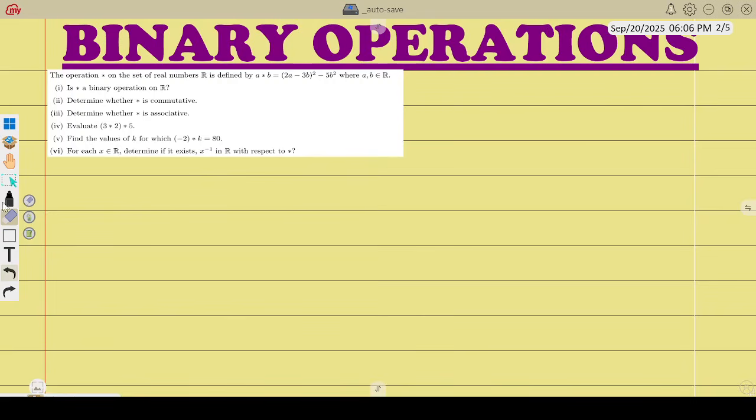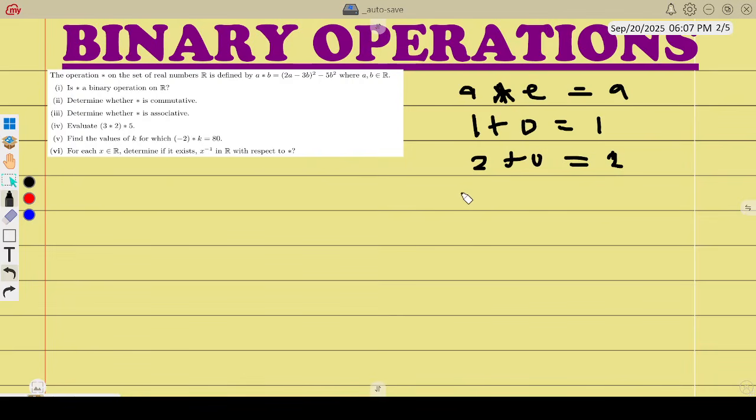So do we remember the property for an identity? We said for an identity, when you have A star E, meaning when you operate any number on an identity, you should just get the same answer. Yeah, so we even gave an example. If you do 1 plus 0, it is just 1. 2 plus 0, it is just 2. Even negatives, -4 plus 0, it is just -4. You get the same number.